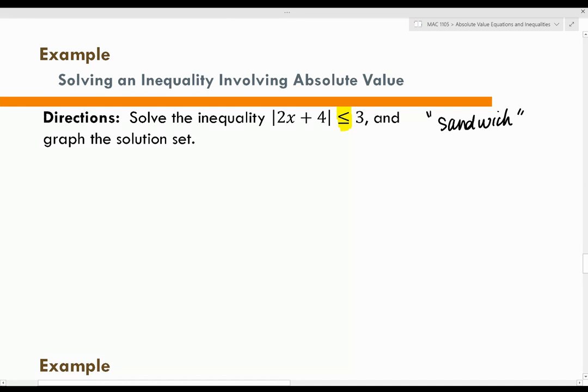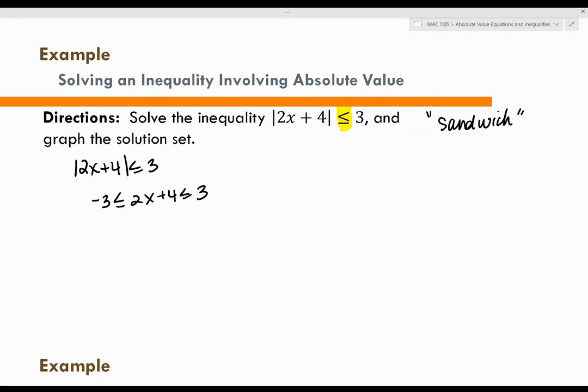Okay, so I'm going to write the problem, 2x plus 4 absolute value is less than or equal to 3. So remember, you can fix it, all right, once the absolute value is isolated. Ours is, there's nothing on the outside of that absolute value on the left-hand side. So we can drop the absolute value bars and sandwich it between our negative and our positive answer.